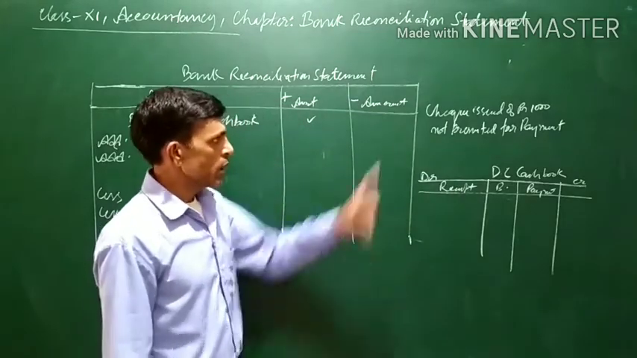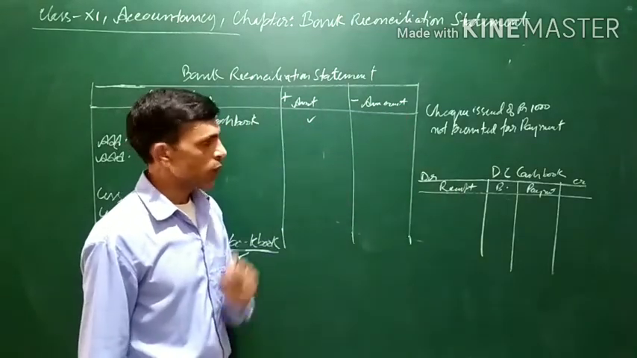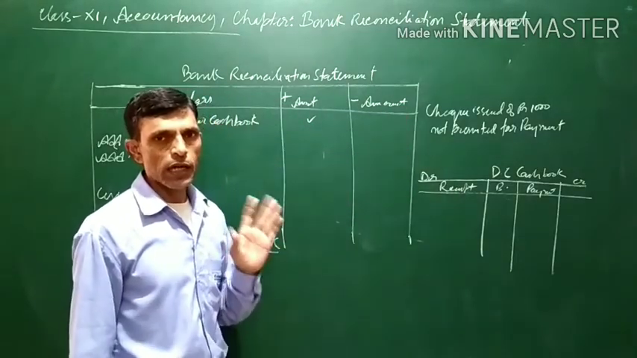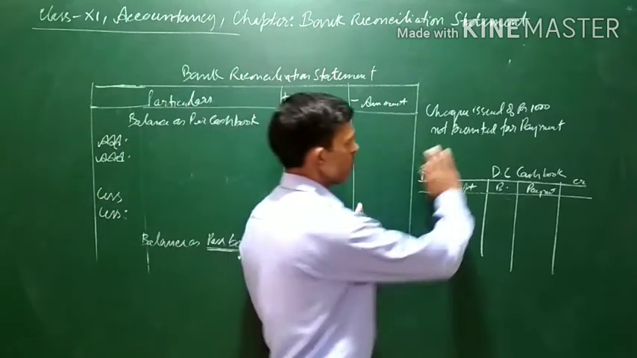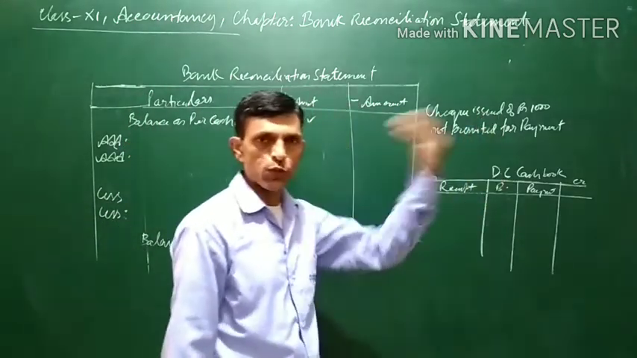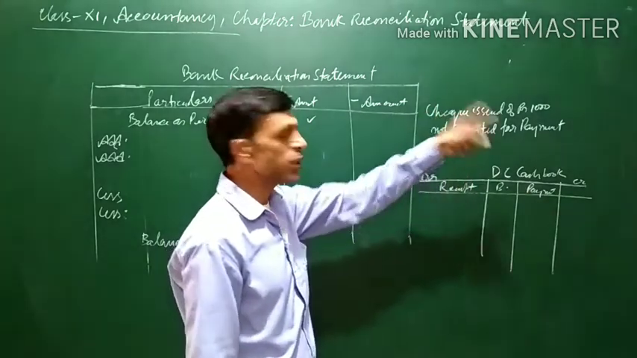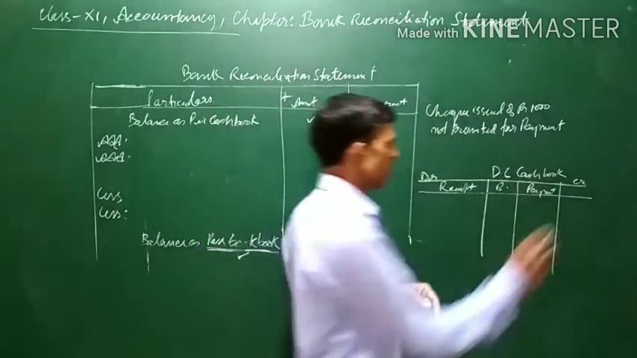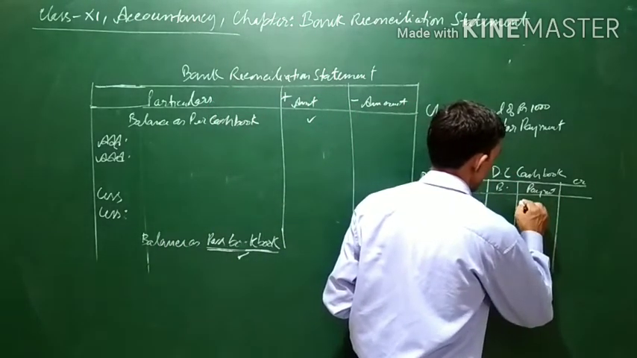Now, if a check is issued, what happened? What do we write in the cash book? In the cash book, if you are issuing a check, it means you are paying someone. So we will write here in the payment side.